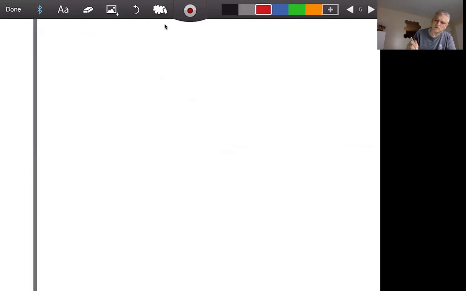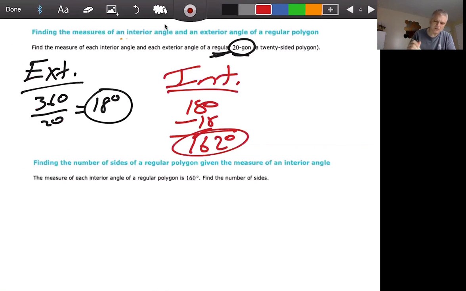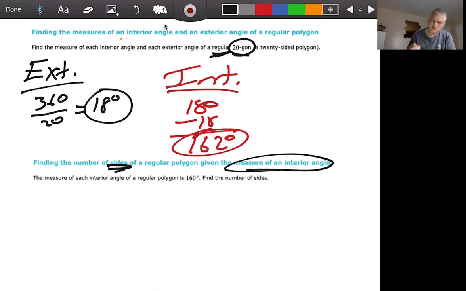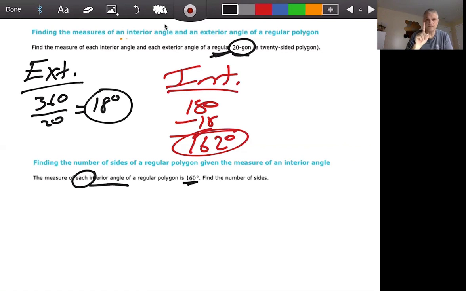All right, let's do this next question. Is this the last one? Oh, it is. That's awesome. So finding the number of sides. Now we're going to find the sides if they give you an interior angle. A couple ways we can do this one. I'll show you both of them. You get to choose. The measure of each interior angle is 160. Each. That means one of them.